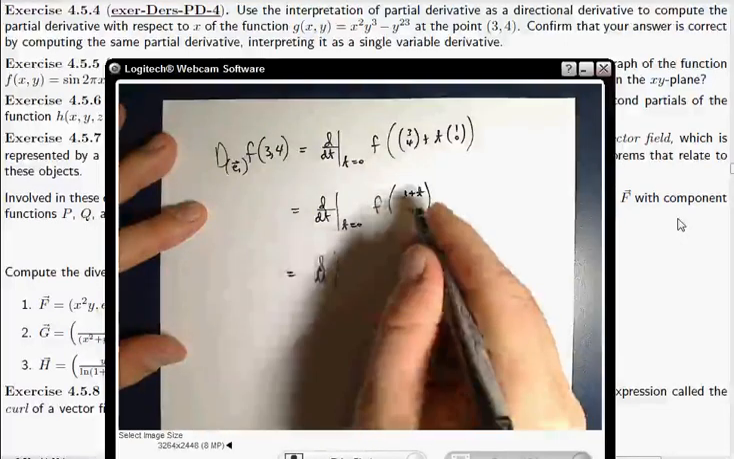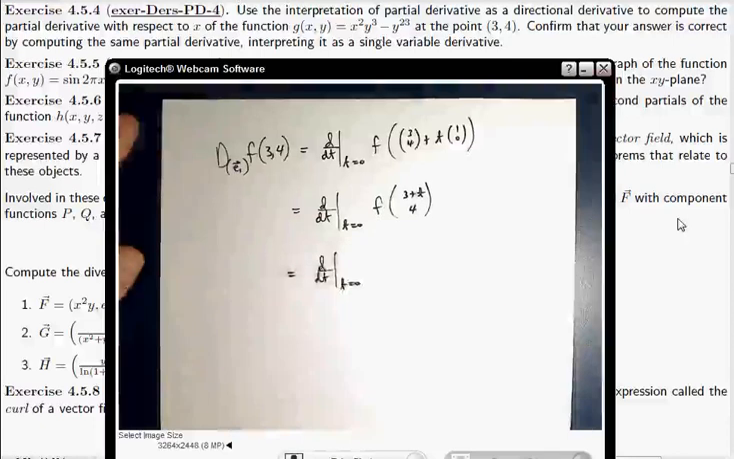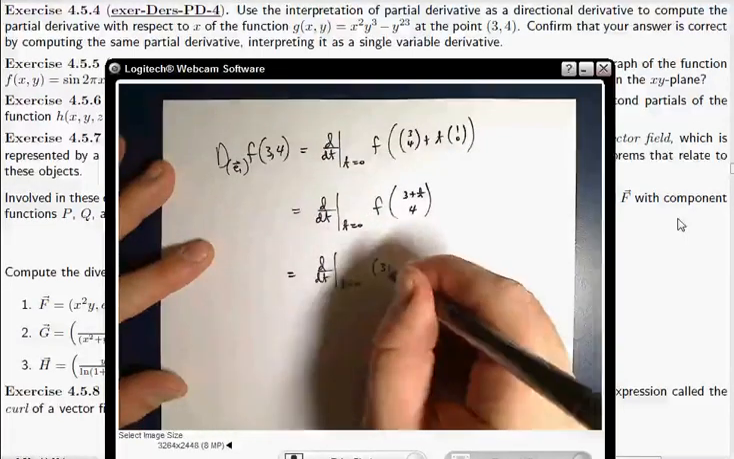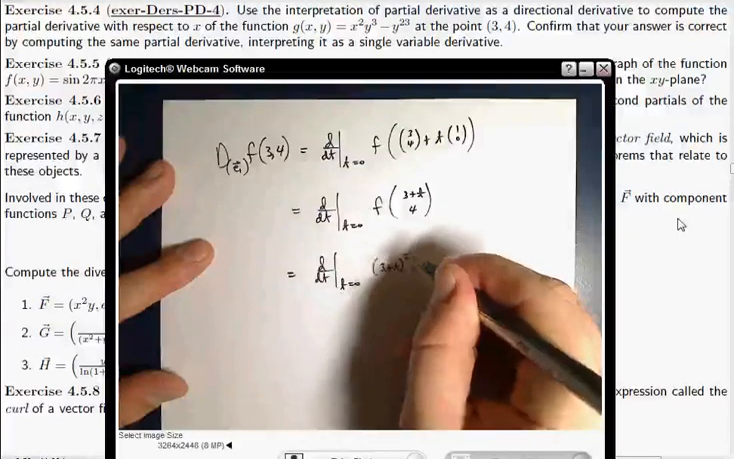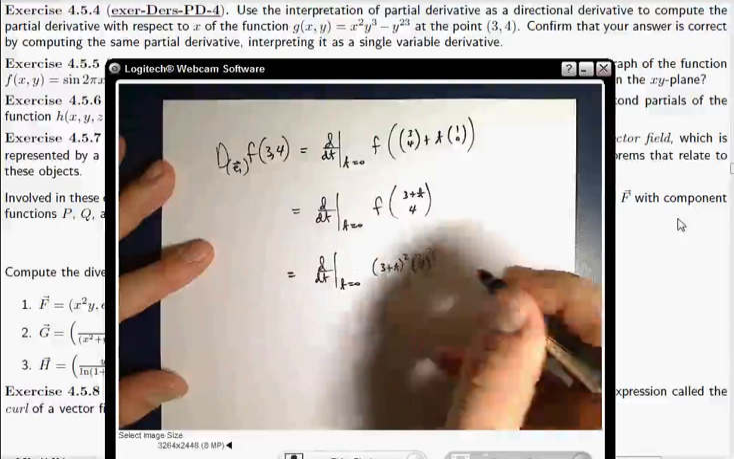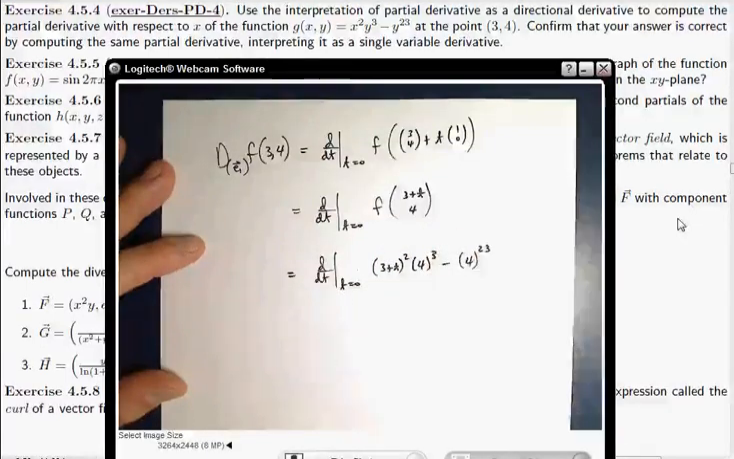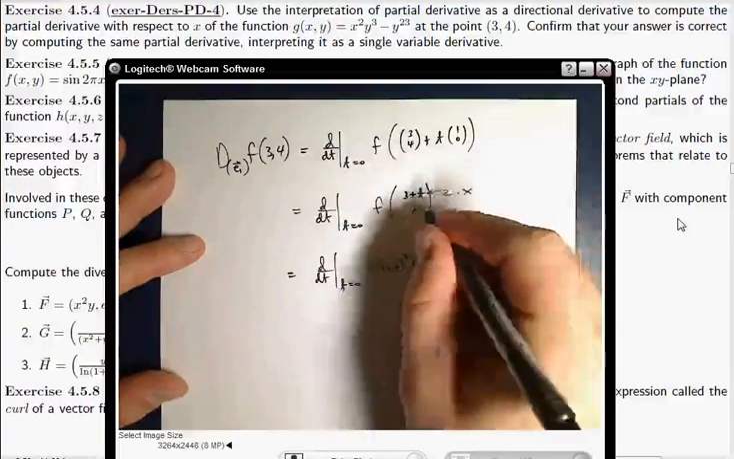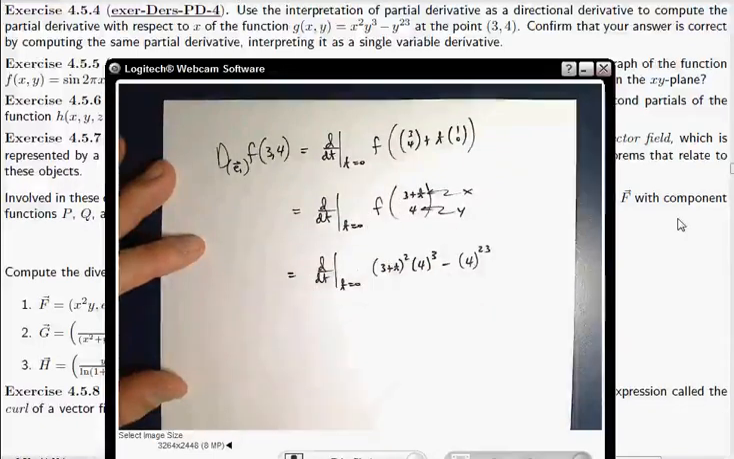I can plug this x and this y into the function, and let's see our formula. It's x squared y cubed minus y to the 23rd. Okay, fine. x squared y cubed minus y to the 23rd. So I've just plugged in this x and that y into the formula for f, and I got this, right?